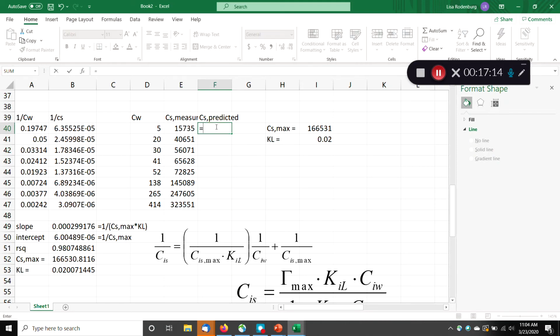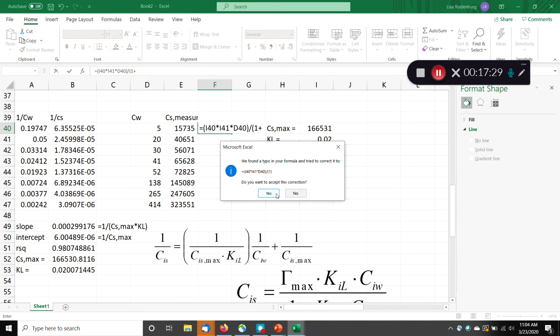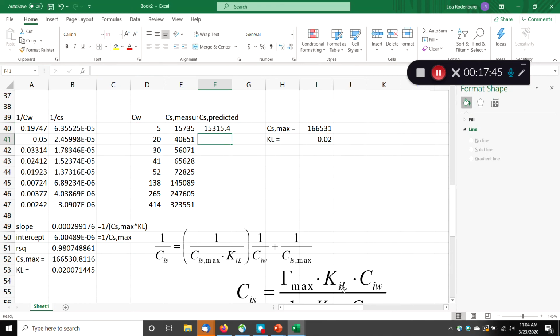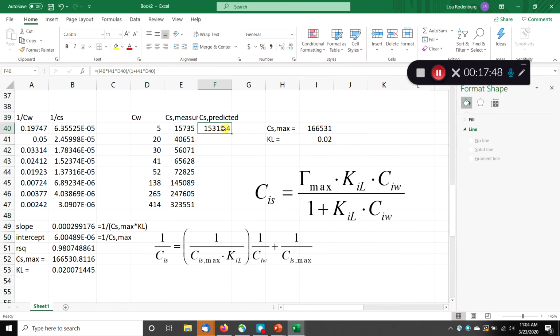And then again, we would say that CS is equal to CS max times KL times CW divided by parentheses 1 plus KL times CW. Let's check and make sure we got our formula right. Yeah, that seems right. And then we're going to put our parentheses or dollar signs in there.